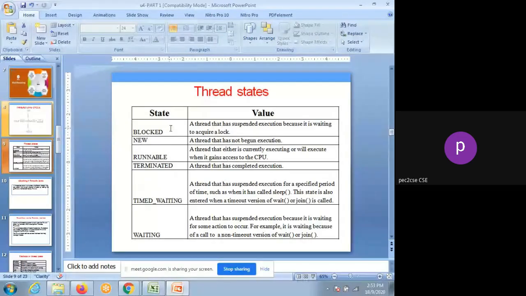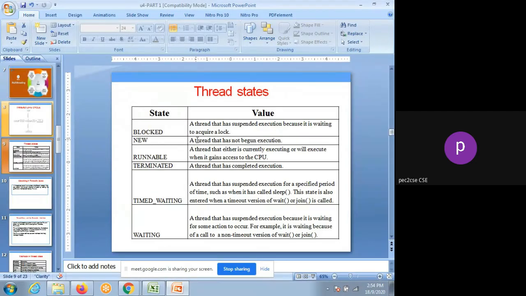Okay. So blocked means a thread that has suspended execution because it is waiting to acquire a lock. For example, a printer. If a thread needs a printer and it is not available, it will go to a blocked state. When the printer is available, it will come back. That means it has to get the lock. For example, your room is locked. You should have the key, then only you can enter. So you should have that key, that permission to access that particular IO device.